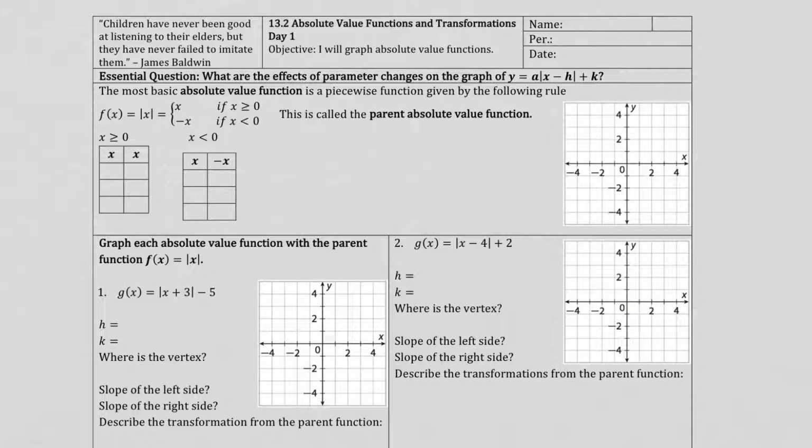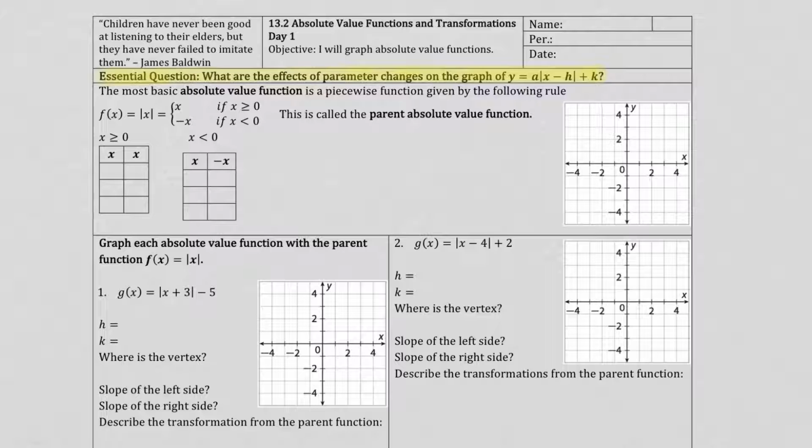First things first, we're going to highlight our essential question like we always do. It says, what are the effects of the parameter changes on the graph of y equals a times the absolute value of x minus h plus k? So what that means is that there's going to be some changes to an equation that looks like this. We're going to change some things that we call the parameters, which is really the h, the k, and the a values to see what happens to the graph.